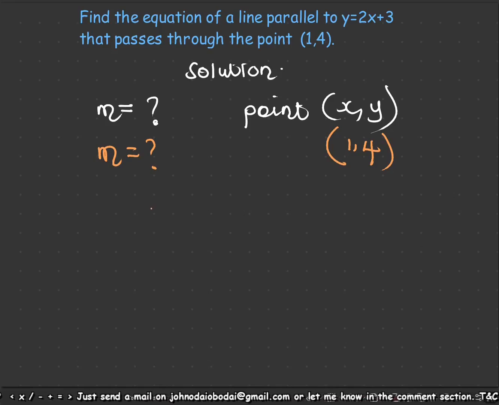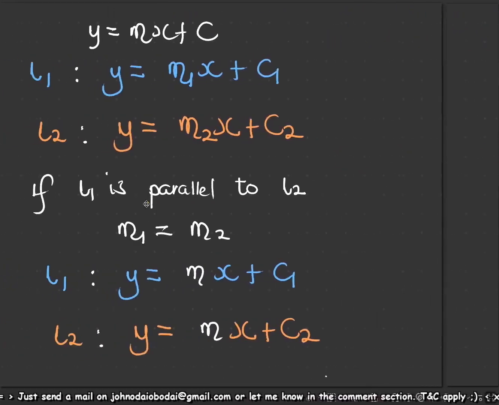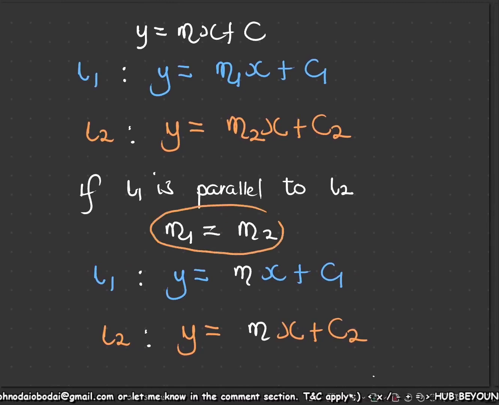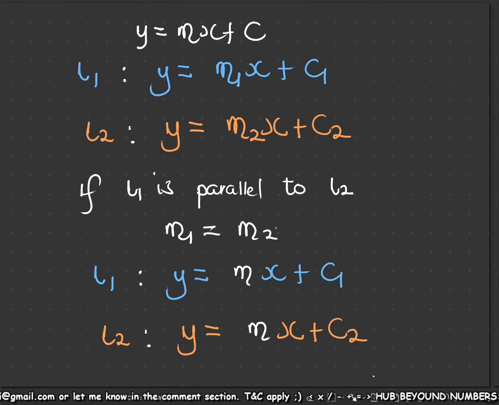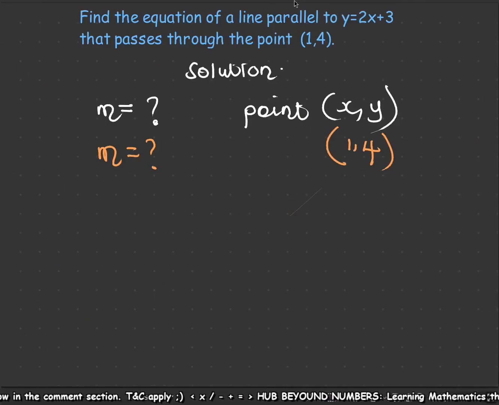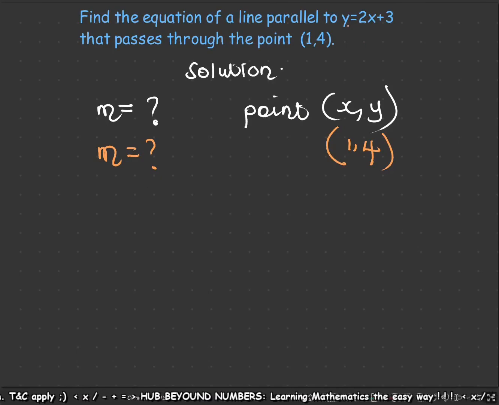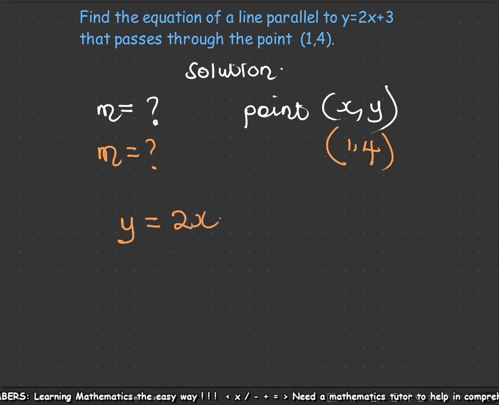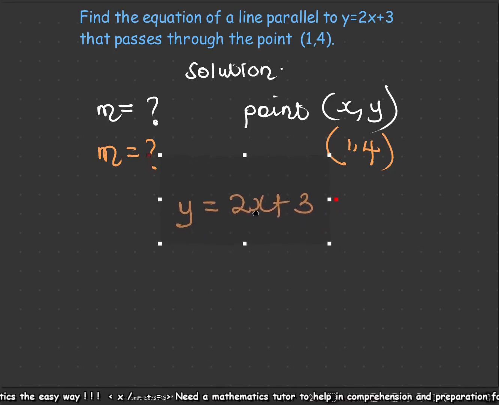Now, from what we are learning right here about parallel lines, we said that if two lines are parallel, then their gradients are equal. So if we come back here, we are being told that the line we have to look for its equation is parallel to this one over here, and that is y = 2x + 3. It is parallel to this line over here.